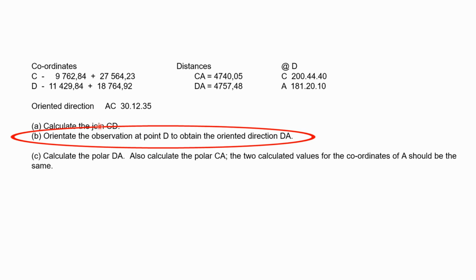Our next question is to orientate the observation at D to obtain the orientated direction dA. At D we have D to C and D to A. They want us to orientate dA. So they want us to take D to A, which is 181 degrees, 21 minutes and 10 seconds, and it should be orientated so that it is correct. Now, from the information we have already calculated.